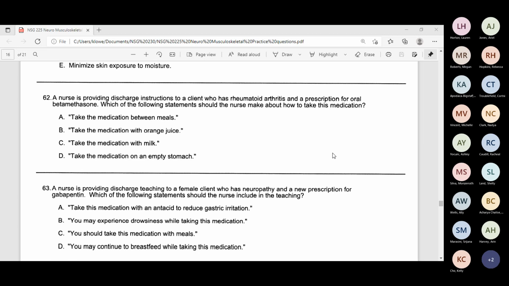Nurse is providing discharge instructions to a client who has rheumatoid arthritis and a prescription for oral beclomethasone. Which of the following statements should the nurse make about how to take this medicine? What kind of medicine is beclomethasone? A steroid. It ends in -one. Yes. So what would we tell them about taking the medicine?